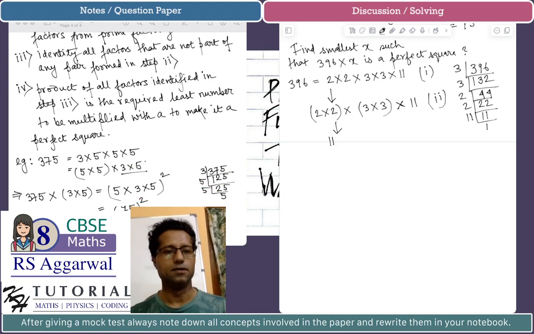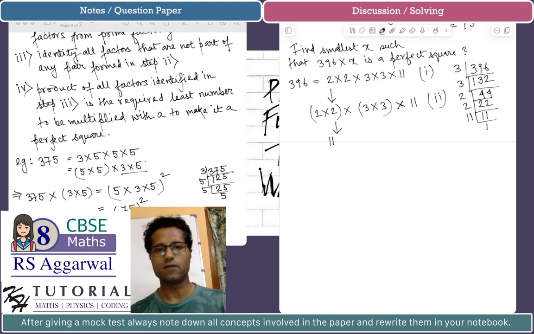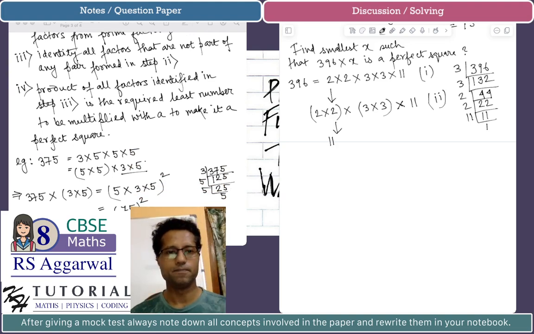Okay. So the last step says that the product of all factors identified in step 3. So in this example 396, the prime factors which are not part of any pair was only 11. So we have to find the product of all factors identified in step 3, which is the required least number to be multiplied with A to make it a perfect square. So in this example for 396, the only prime factor that is not part of any pair is 11.